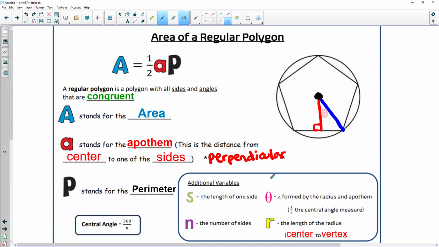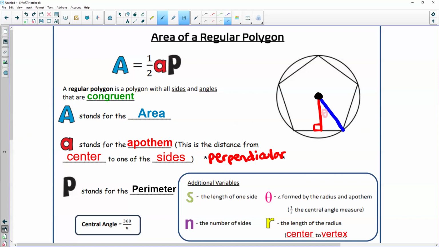So a lot of vocabulary to sink in here, a lot of different variables that we're looking at. The main thing I want you to focus on right now is the fact that we find the area of a regular polygon by taking 1/2 times the apothem times the perimeter. Okay. We'll look at the central angle later on in the notes. For right now, let's go ahead and just dive into some problems here.